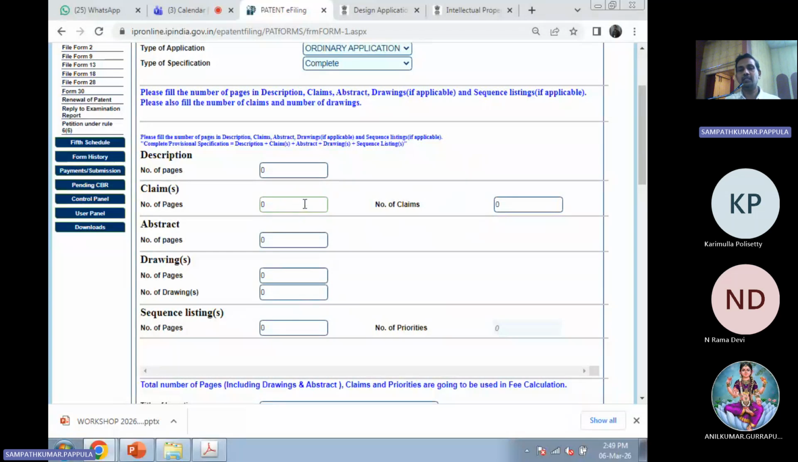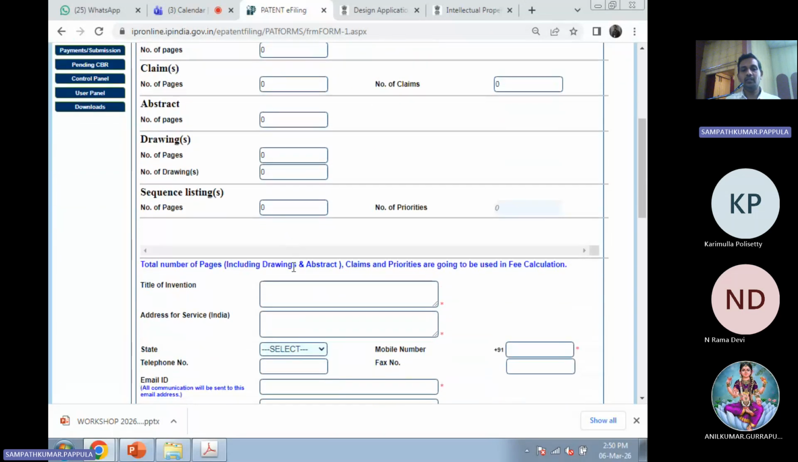And number of claims. I said already 10 claims are there. So the number of pages for those claims: to write the 10 claims, I required 3 pages. So I need to write here number of pages is 3. Claims is equal to 10. Abstract, 1 only. Number of drawings, let us say it is 5 drawings. Those pages are 2 pages or 3 pages. Number of drawings are 5. And sequence listing, number of pages and number of priorities. You need to mention everything here.